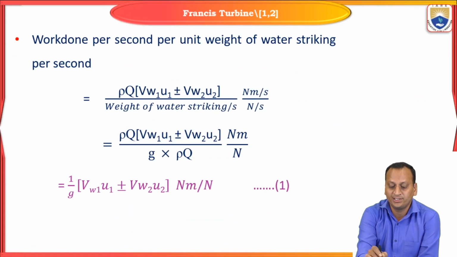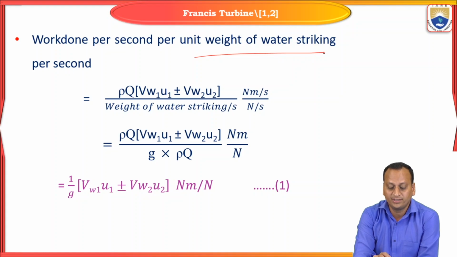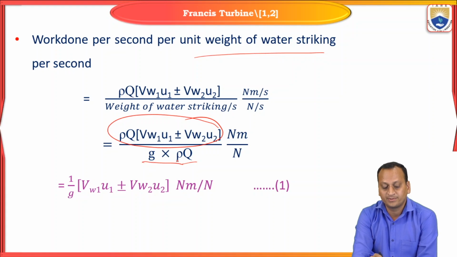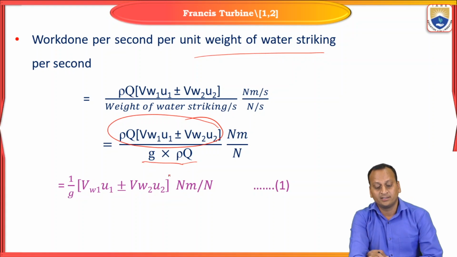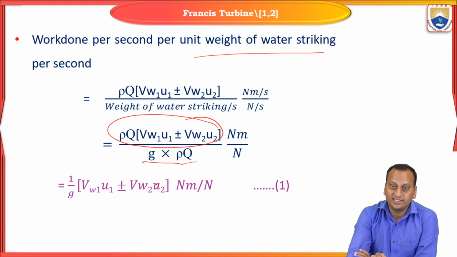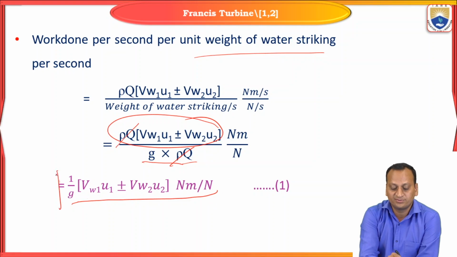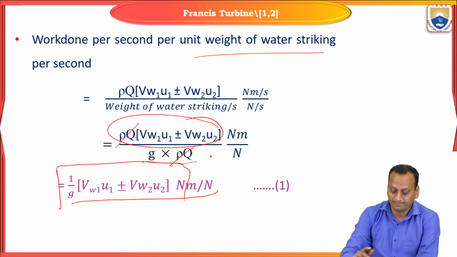Work done per second per unit weight of water striking per second. The unit weight is specific weight into volume. Here we can see rho Q Vw1 U1 plus or minus Vw2 U2. This is the work done we derived in the previous slide. This equals specific weight into volume, where weight is specific weight into volume. Therefore, rho and Q can be cancelled, and we get 1 by g into Vw1 U1 plus or minus Vw2 U2 newton meter per newton. So this is the work done per second per unit weight.